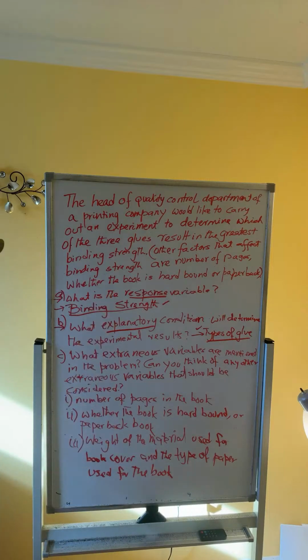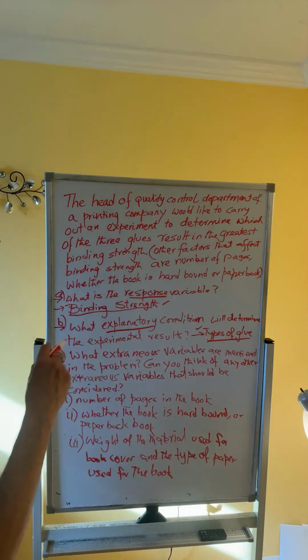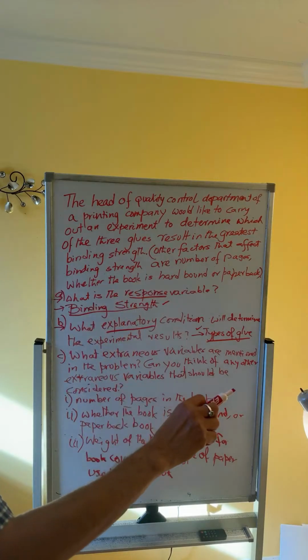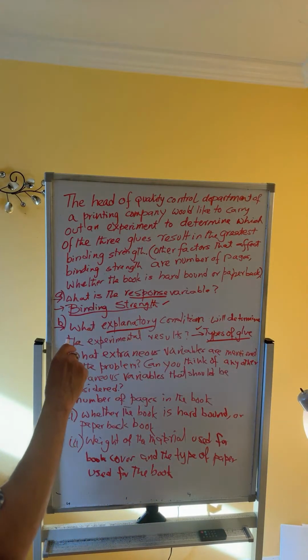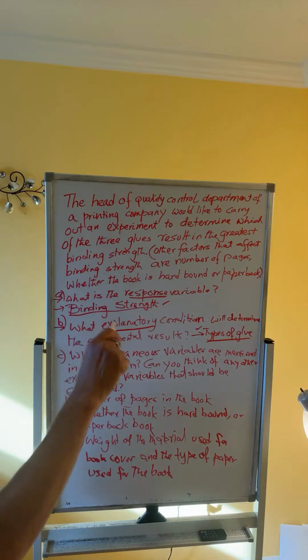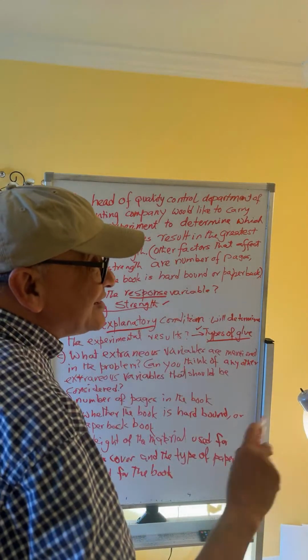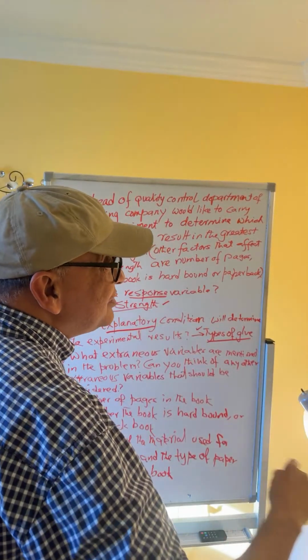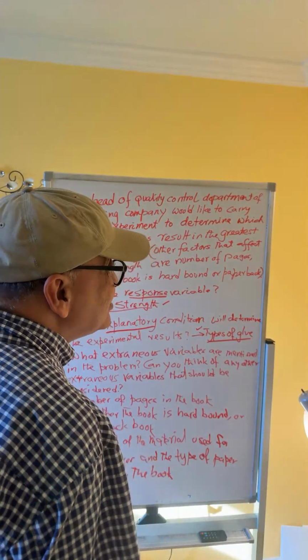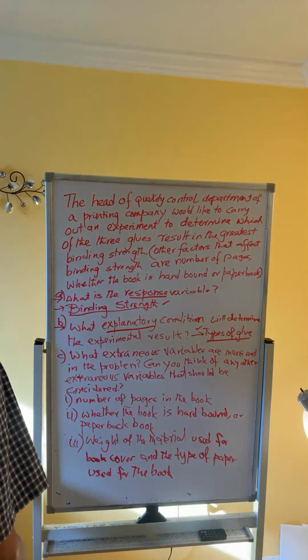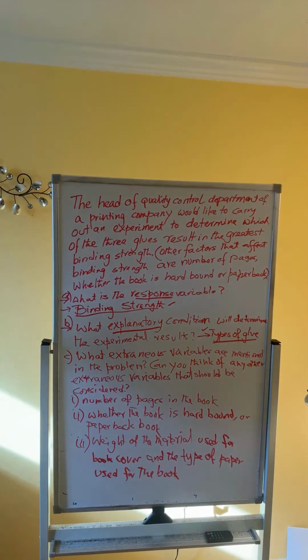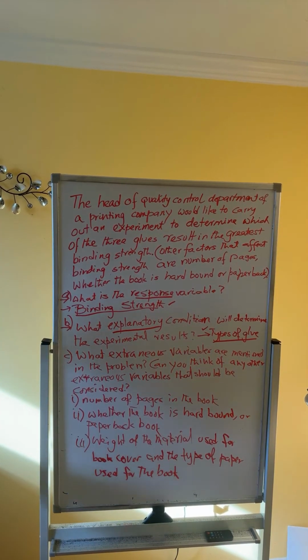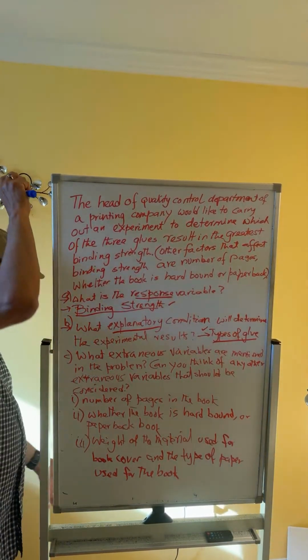Okay, so here is a problem on an experimental study. We are talking about the response variable, the explanatory variable, and extraneous variables, additional variables that could affect the final result. So let's turn the page, or let's turn the board actually, and do another problem like this.